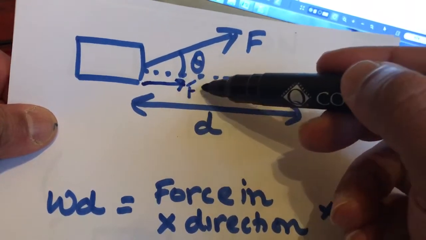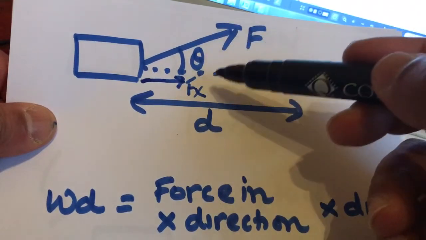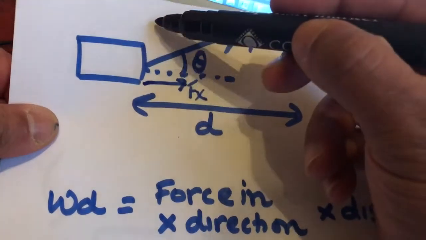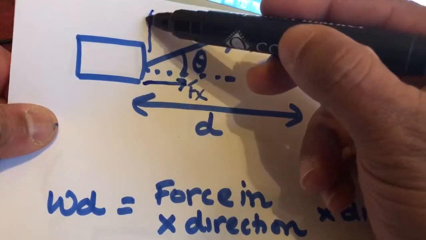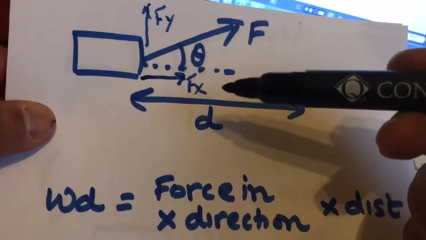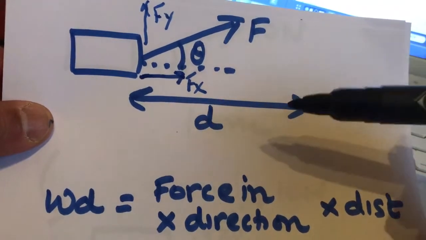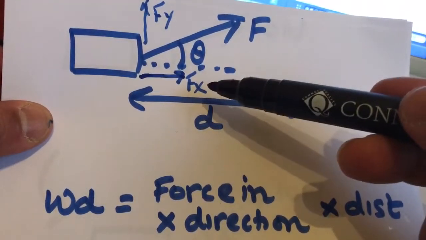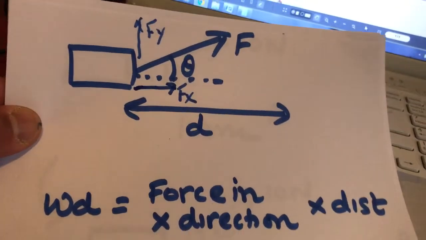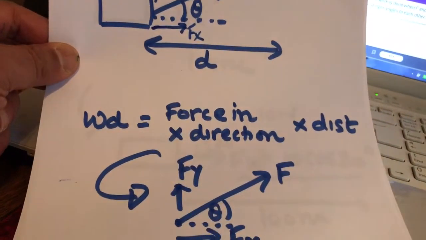So what I mean is that this force here, the force acting at a certain angle, can be broken down into the fx component and also the fy component. Because we are only looking at the object in the horizontal direction, we are purely interested in the fx force. It's the fx force that we need to apply to the formula work done equals force times distance.